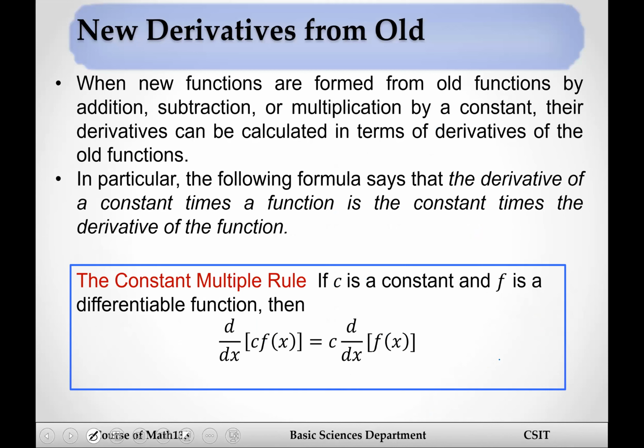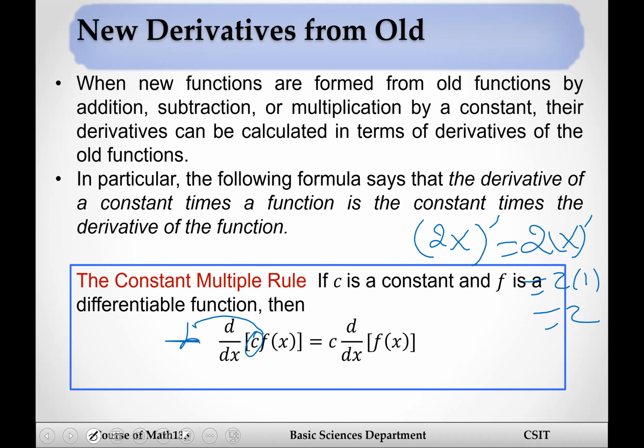Now we will go to the rules of derivative. If you have a function multiplied by a constant, then you can take the constant outside of the derivative. Okay, like for example, you do 2x derivative. The constant can go out, so it's 2, and derivative of x, which is 1, so 2 times 1 equal to 2. That's an example of this formula.